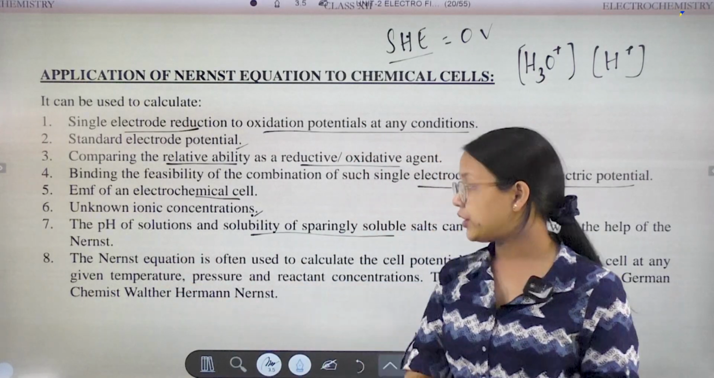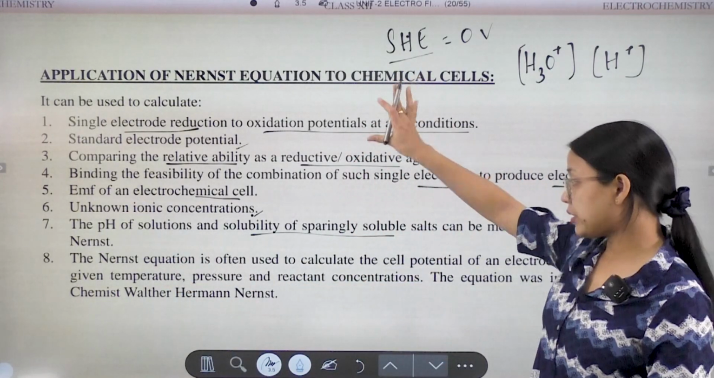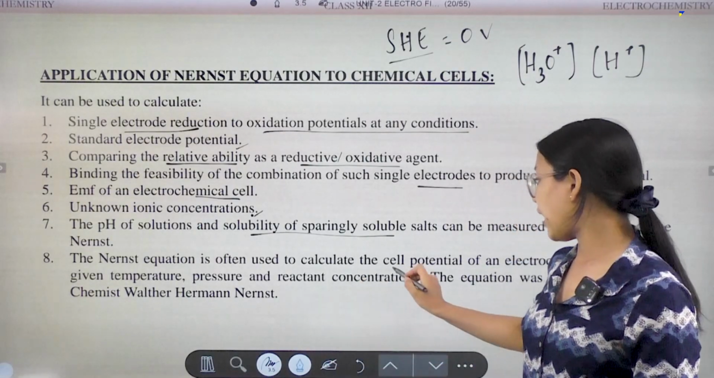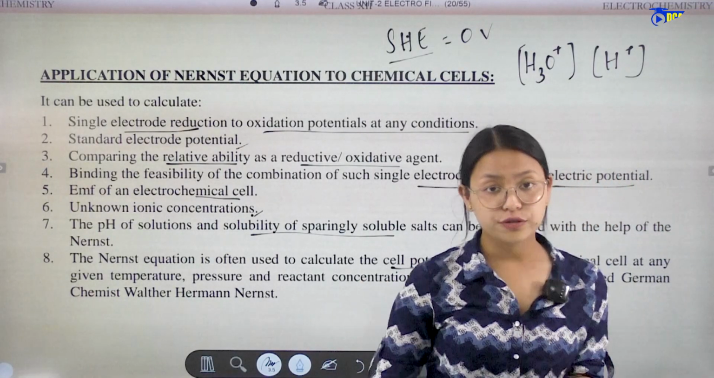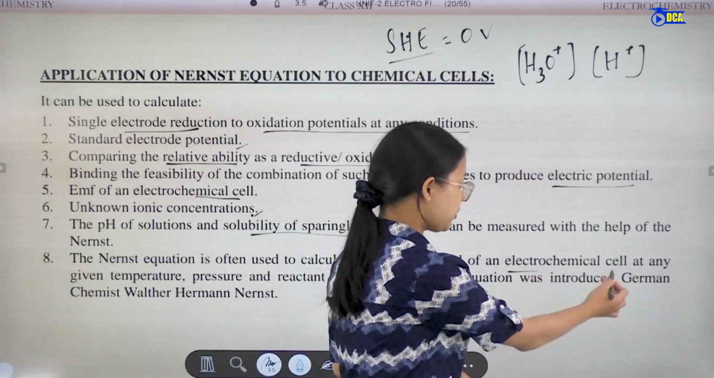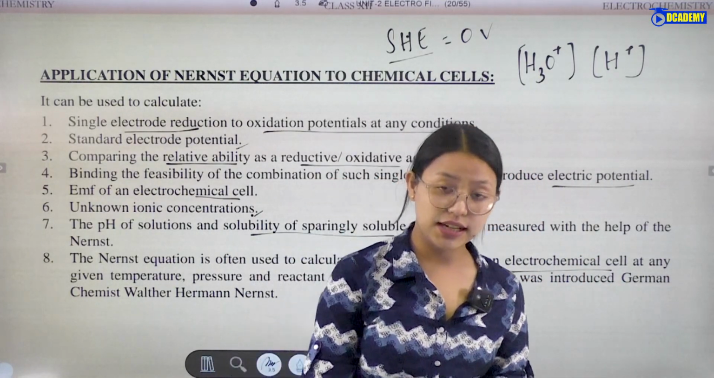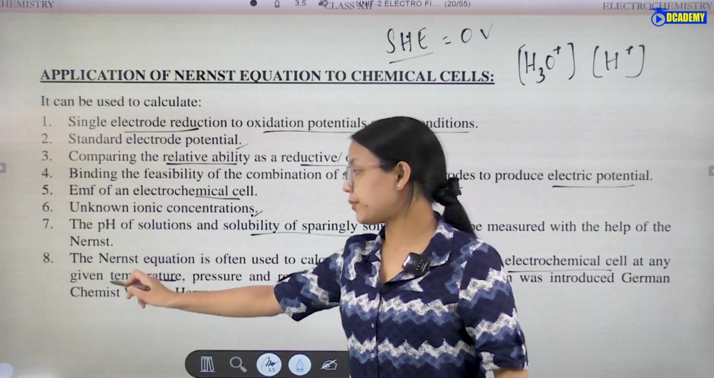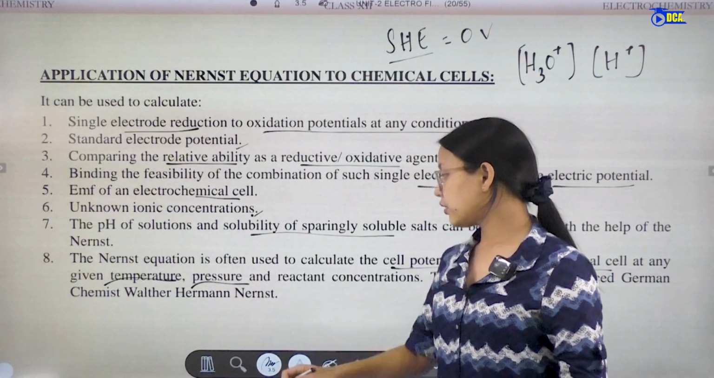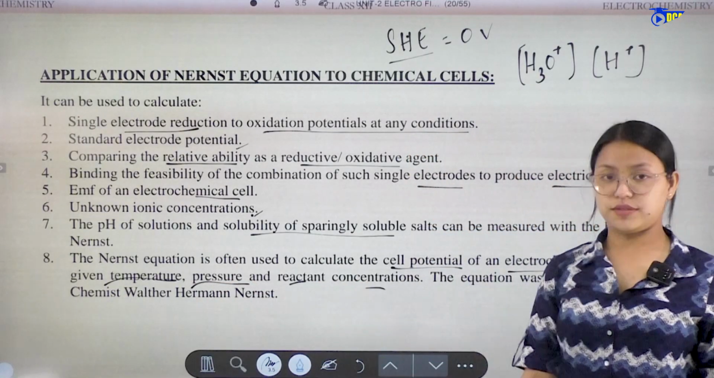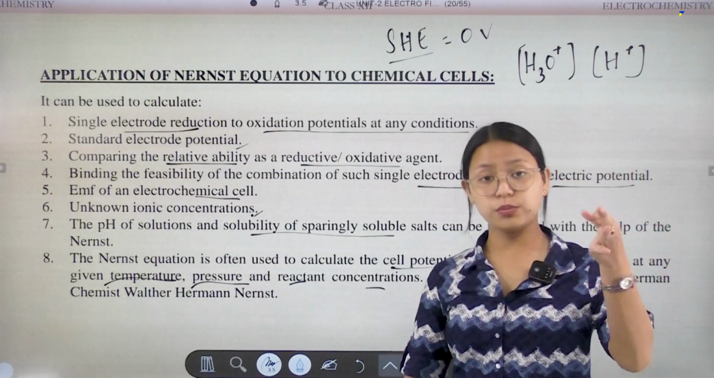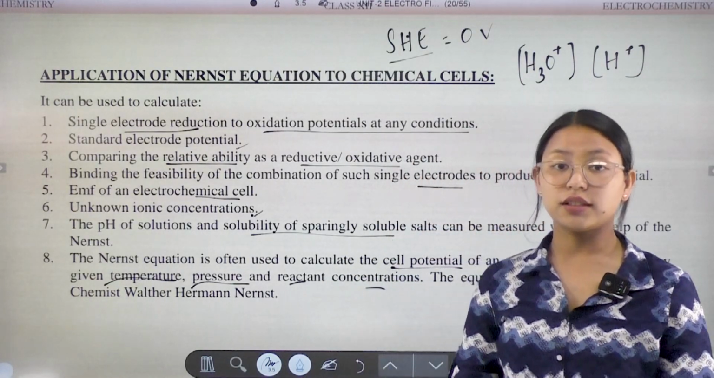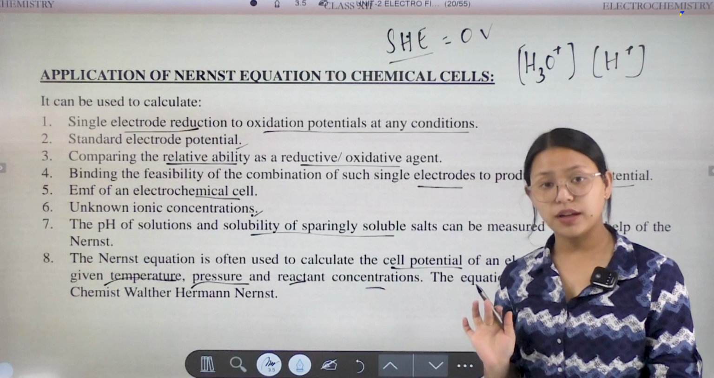Then the last point. The Nernst equation is often used to calculate the cell potential of the electrochemical cell. It calculates the cell potential at any given temperature, pressure and reactant concentration. Whether the concentration, pressure or temperature changes, the Nernst equation can calculate it.